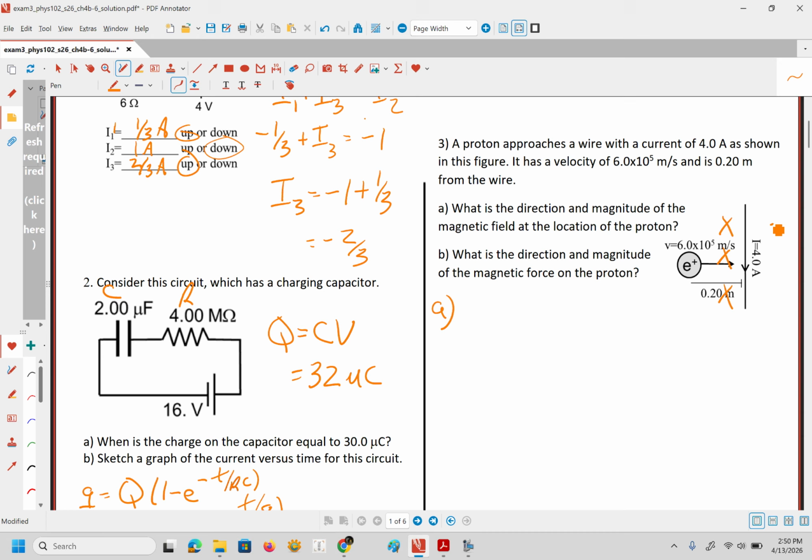It's also out of the page on this side, but that doesn't really matter to me. And then I can calculate that magnetic field. B is equal to mu naught I over 2 pi r. That's 4 pi times 10 to the minus 7. My current I is 4, divided by 2 pi times r, which is 0.2. Some of these can cancel out. The pi's cancel. This 2 will cancel with one of those and gives me 8 times 10 to the minus 7 divided by 0.2.